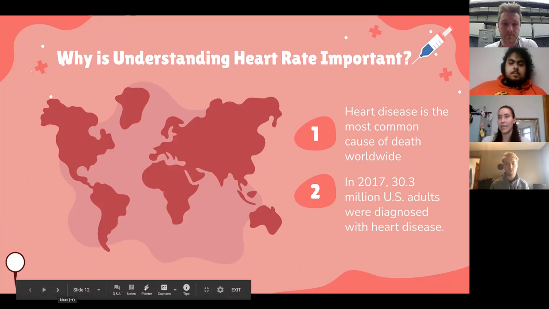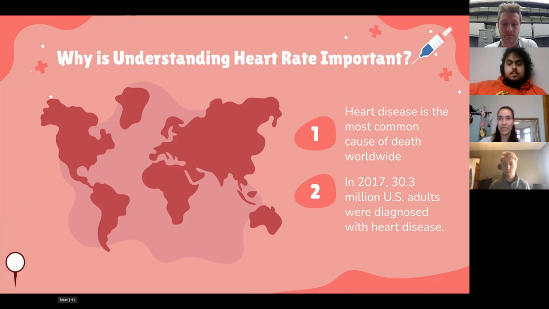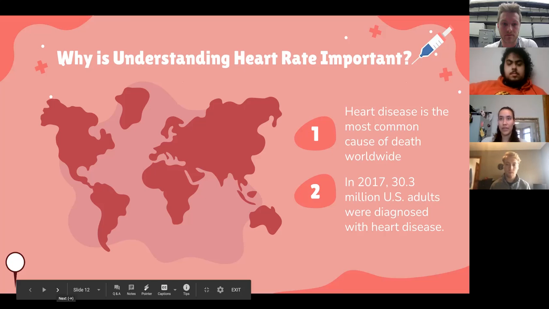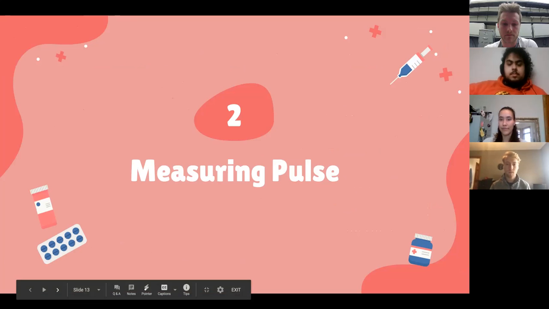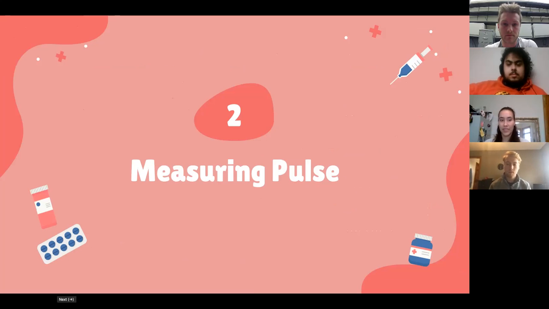Understanding pulse and heart rate can be important because it can give information about if the heart is healthy. Learning about the heart is important because heart disease is the most common cause of death worldwide. In 2017, 30.3 million adults in the United States were diagnosed with heart disease. For this reason, it's important to be aware of pulse and heart rate. In the next section of this activity, you'll learn how to take your own pulse. I'll let Mitchell start the demonstration.